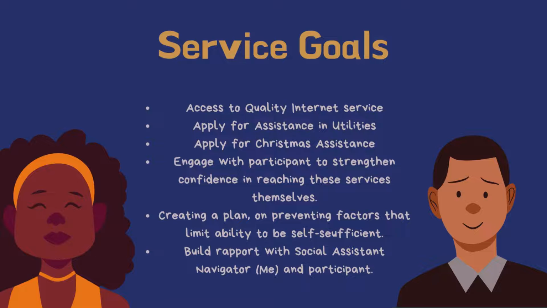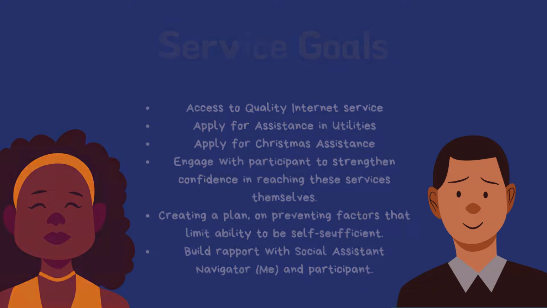Some long term goals, I would say, are engaging with the participant to strengthen confidence in reaching these services. We do want the client to be able to reach these services on their own. Again, building rapport with the social assistant navigator, which is me. I want to make sure they feel comfortable talking to us and reaching out for these services. As well, we want to create a plan on how we can strengthen our support system so that we don't have to make these applications. Obviously, there are times when it is needed, but what are some ways we can strengthen the overall family system?